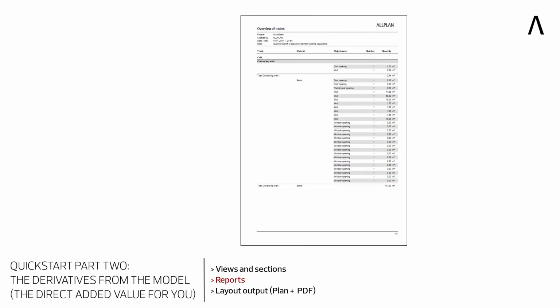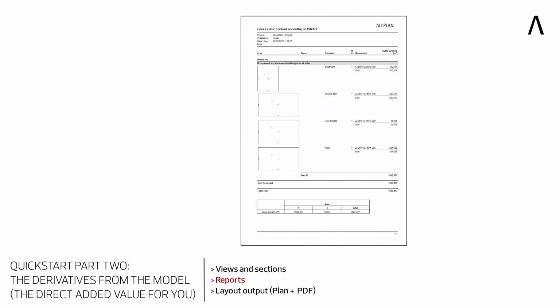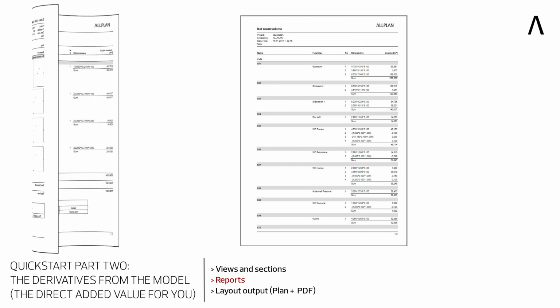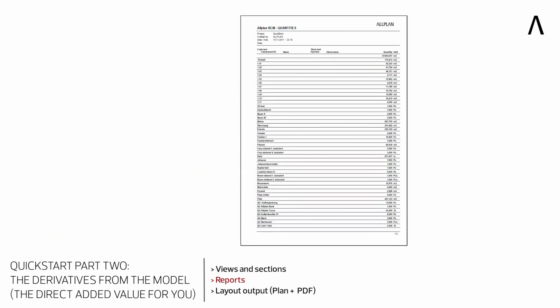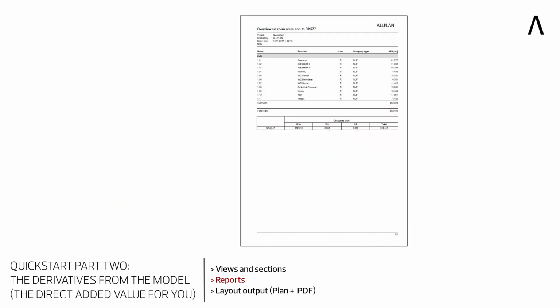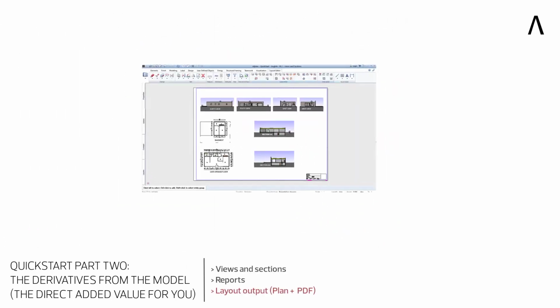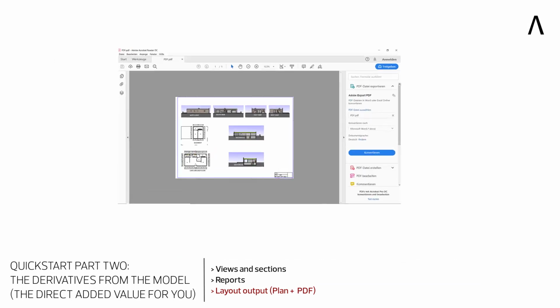From the quantity determination of the drawn components, to the room schedules, to the living spaces or gross space content calculations. You can look forward to more than 200 supplied reports that are waiting to be used by you. Of course, the topic of layout output cannot be missed. We will create a plan and a PDF file as an example in QuickStart.